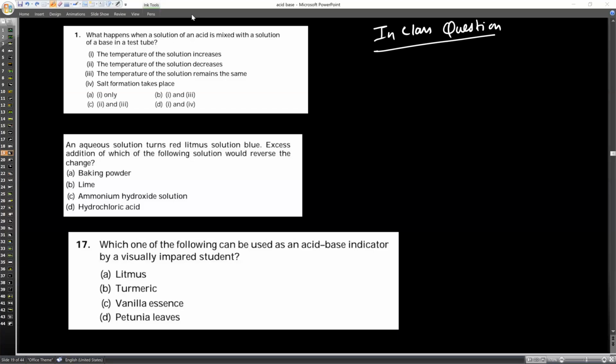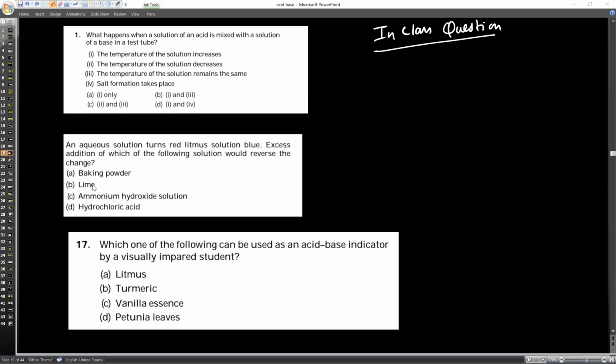Now, excess addition of something can reverse this process, means again it will change it to acid. Can you answer me? What is that option? Option D, hydrochloric acid. Yeah, hydrochloric acid.